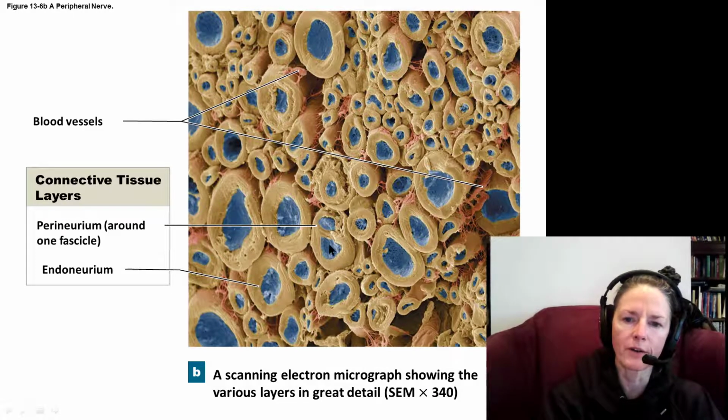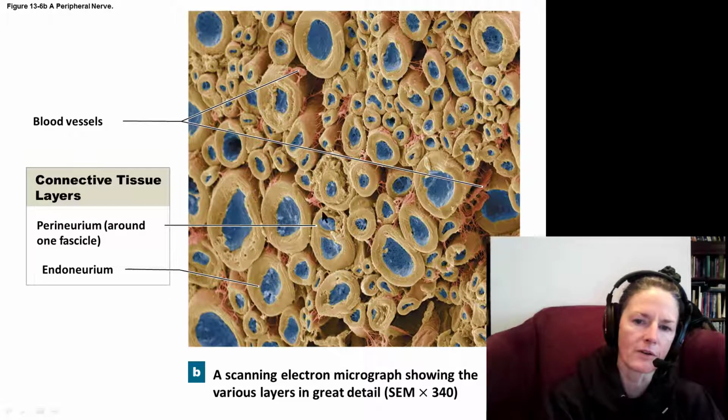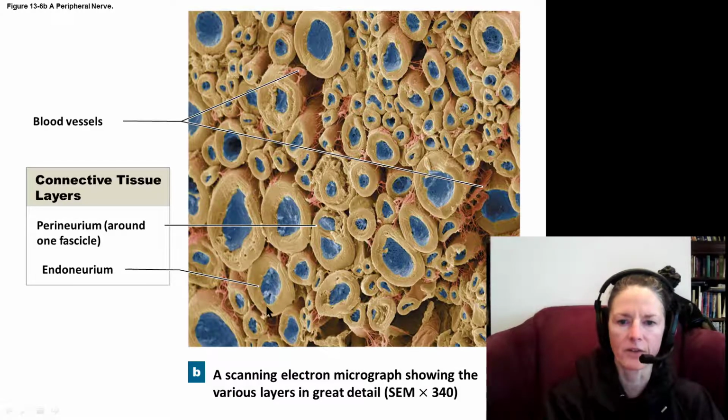So here we have two axons that are bound together. And here I guess would be a perineurium. And the endoneurium is going to cover the axon itself. All right, so we also see blood vessels throughout here, which is what we would expect. We would see blood vessels that will be coursing through these connective tissue layers.